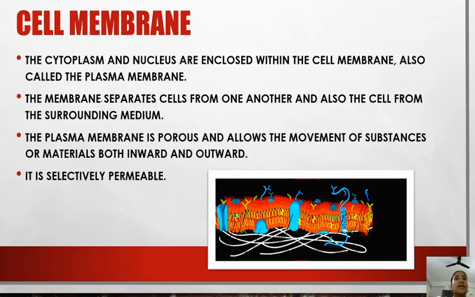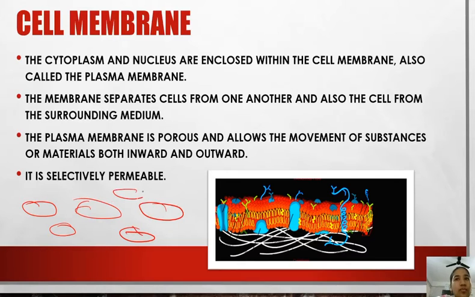The membrane separates the cell from one another and also the cell from the surrounding medium. So there are many cells placed together, and the cell membrane separates them from each other. The plasma membrane, which is also known as cell membrane, is porous and allows the movement of substances or materials both inward and outward.